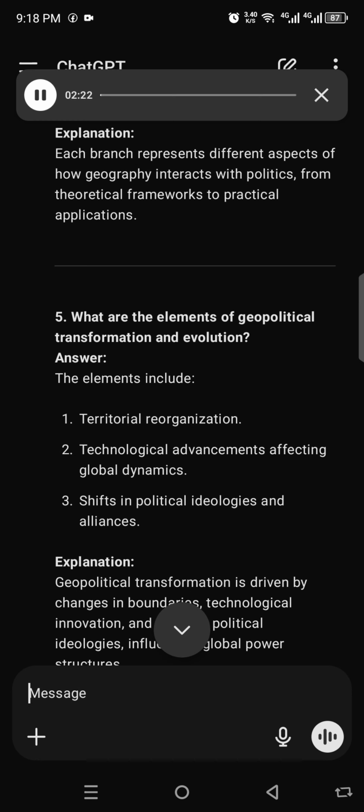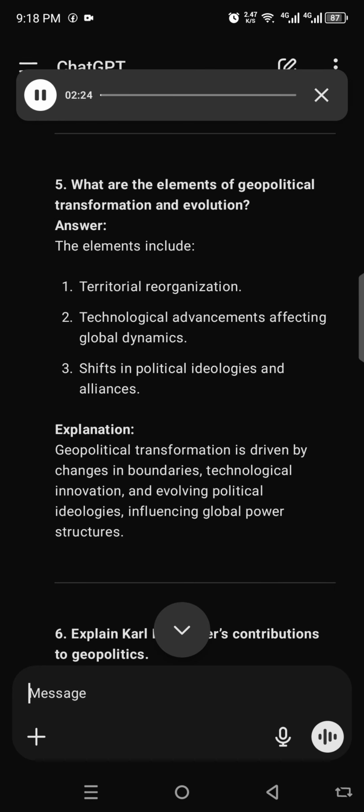5. What are the elements of geopolitical transformation and evolution? Answer. The elements include: 1. Territorial reorganization. 2. Technological advancements affecting global dynamics. 3. Shifts in political ideologies and alliances. Explanation. Geopolitical transformation is driven by changes in boundaries, technological innovation, and evolving political ideologies, influencing global power structures.